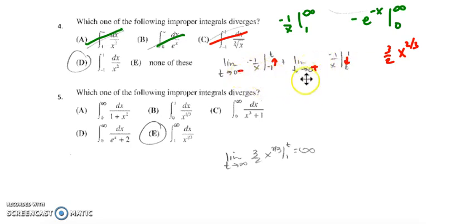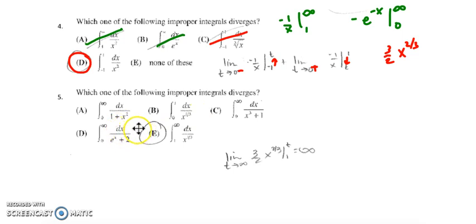But in both of these separate integrals, as we plug in t and then t approaches 0 and we have a 0 in the denominator, when we have negative 1 over something so minute close to 0, we're going to either have infinity or negative infinity. So this guy diverges. Continuing on with number 5, same concept here. Which one of these diverges?